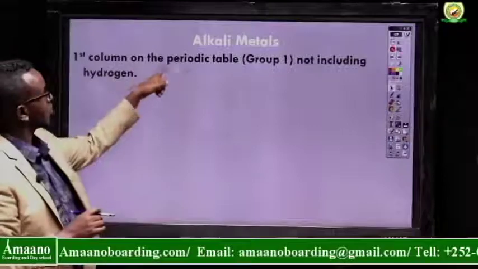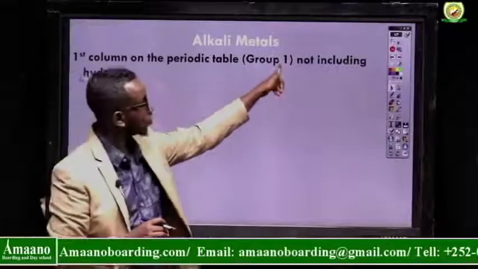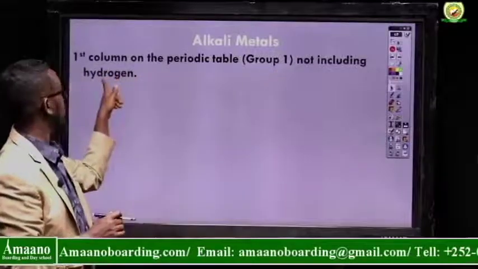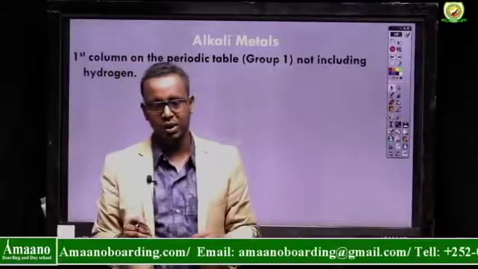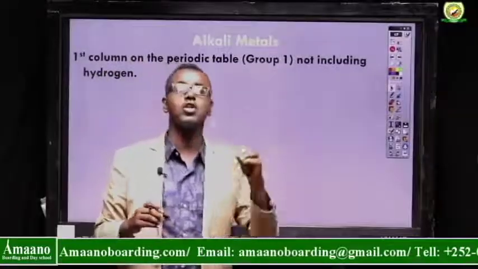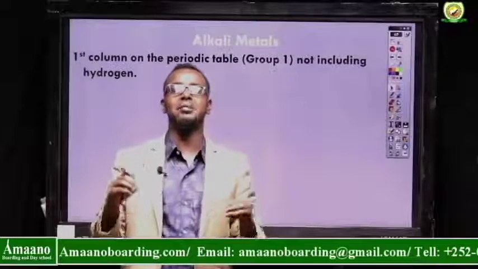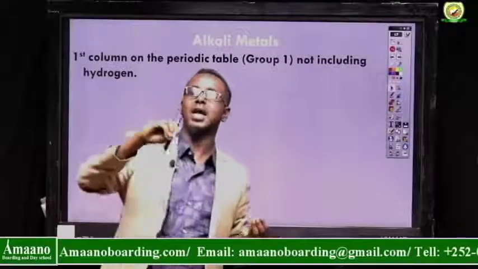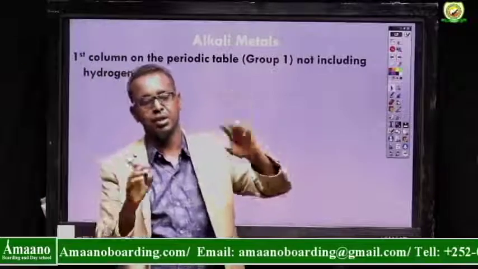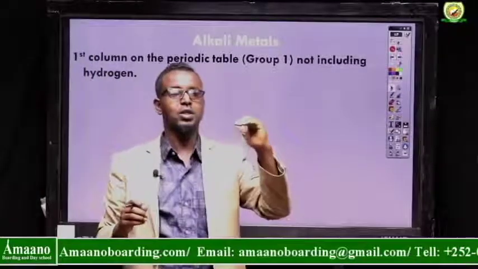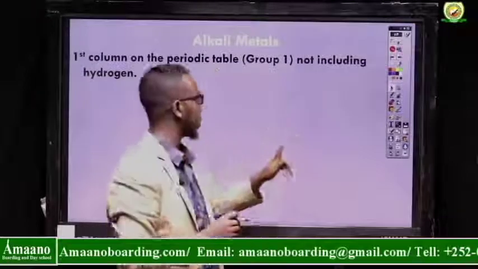The first column of the periodic table is called group 1, not including hydrogen. Hydrogen is always outside the main group. It is not one of group 1, but it behaves like group 1. Similarly, it also behaves like group 7. So hydrogen is an exception. Hydrogen is always outside the main group.